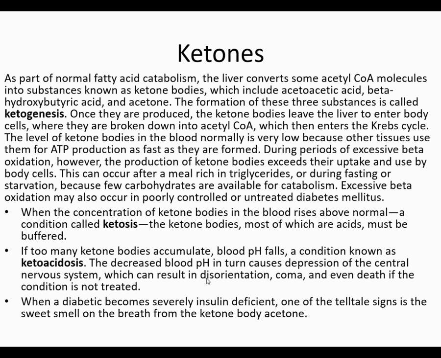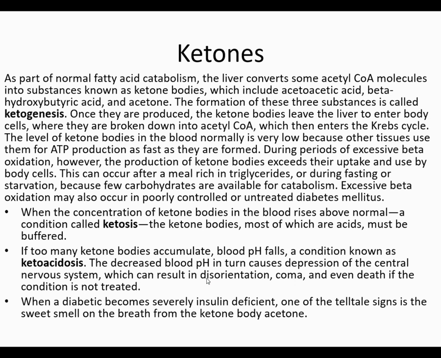The level of ketone bodies in our blood is normally very low because other tissues use them for ATP production as fast as they are formed. But during periods of excess beta oxidation, production of ketone bodies will exceed their uptake and use by our body cells, which can occur after a triglyceride-rich meal, during the fasting state, or starvation, because few carbs are available for catabolism. Excessive beta oxidation may also occur in poorly controlled or untreated diabetes. And if our ketone body levels go way up, it can cause a condition called ketosis.